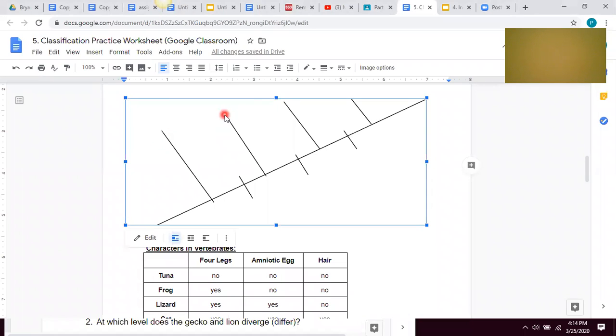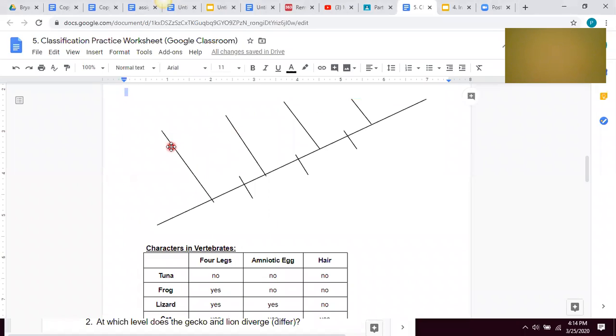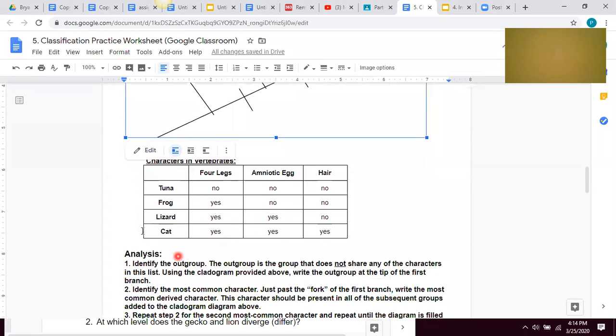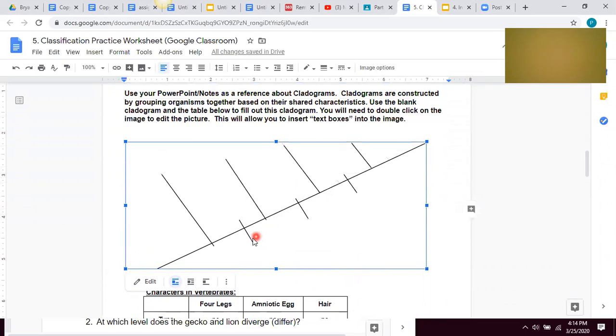So 1, 2, 3, 4 at the top. My hint to you is you will always put the simplest organisms on the left, and then as they develop new traits, which are these lines down here, or characteristics, we move to the right and we get more complex. So when you look at this table down here, you have to try to figure out who kind of doesn't fit, who does not have any of those traits that are going to go on these bottom branches.